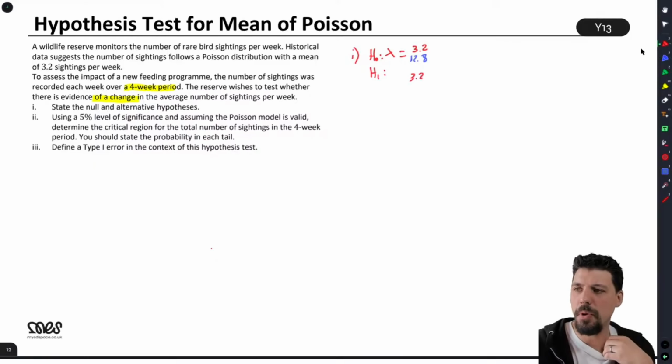Now, like with any hypothesis test, the numbers don't change between H1 and H0. The only thing that changes is the sign in between them. Now we want a change, so that's going to be not equal. So we're on a two-tailed test.